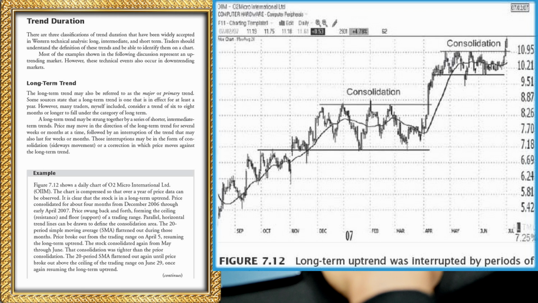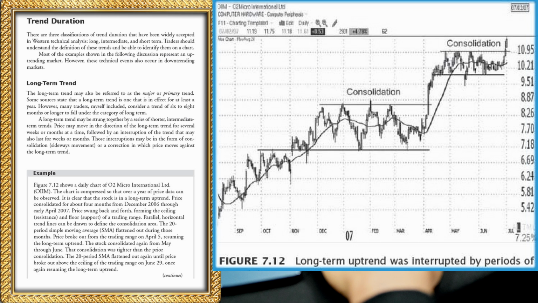Example: Figure 7.12 shows a daily chart of O2 Micro International Limited, OIIM. The chart is compressed so that over a year of price data can be observed. It is clear that the stock is in a long-term uptrend. Price consolidated for about 4 months, from December 2006 through early April 2007. Price swung back and forth, forming the ceiling, resistance, and floor, support, of a trading range. Parallel, horizontal trend lines can be drawn to define the consolidation area. The 20-period simple moving average, SMA, flattened out during those months. Price broke out from the trading range on April 5th, resuming the long-term uptrend.